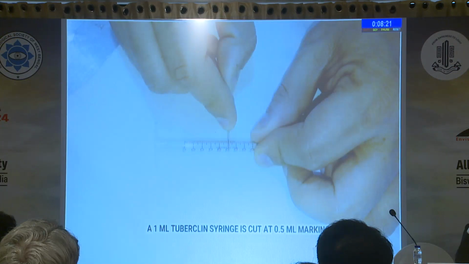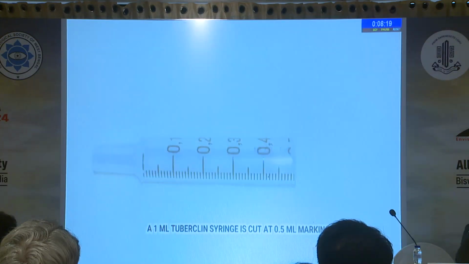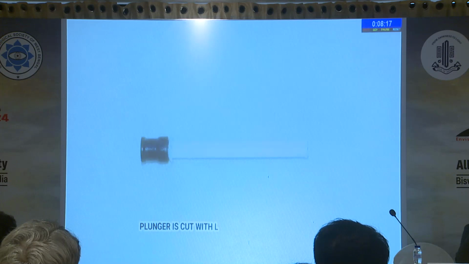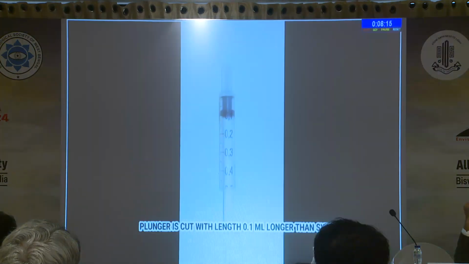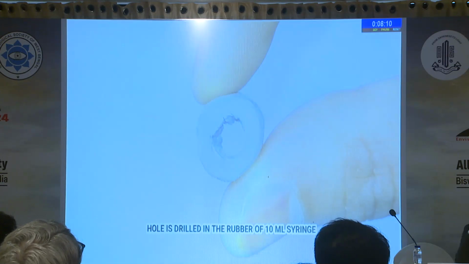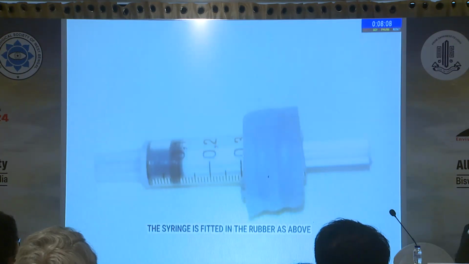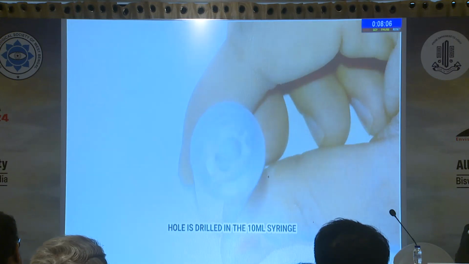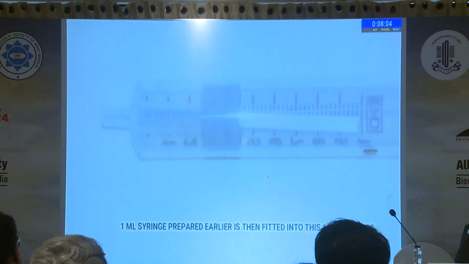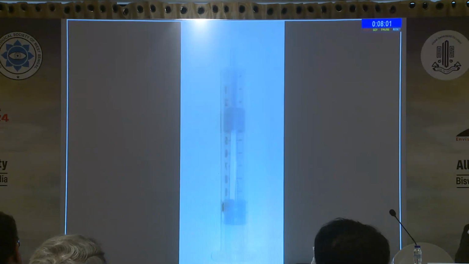A 1 ml tuberculin syringe is cut at the 0.5 ml mark. The plunger is cut with a length of 0.1 ml longer than the syringe. A small hole is made into the rubber of the 10 ml syringe. The cut tuberculin syringe is then fitted into the rubber. A hole is then drilled in the 10 ml syringe and its hub is removed. The tuberculin syringe prepared earlier is then fitted in this 10 ml syringe as shown.